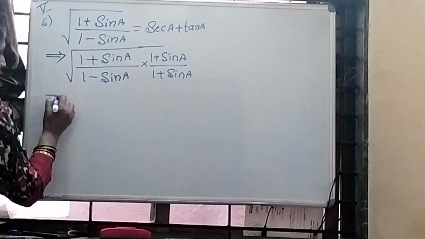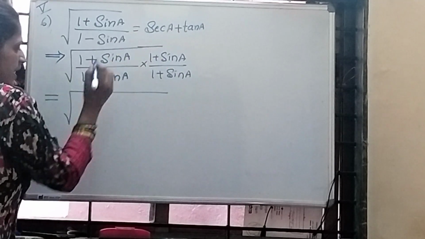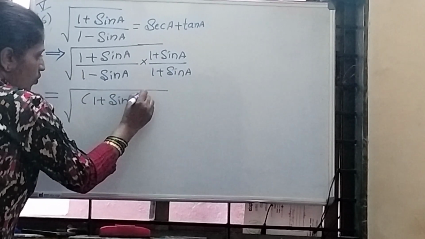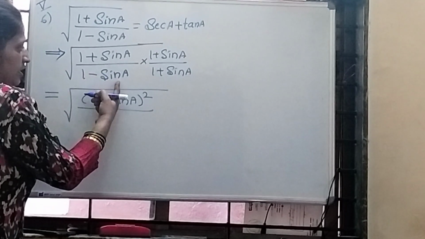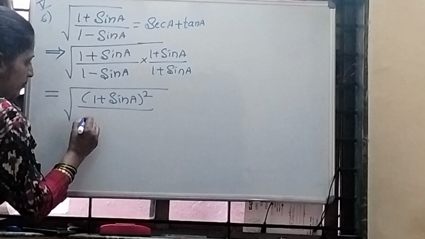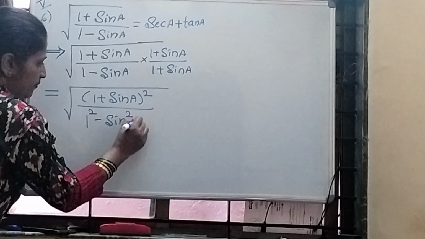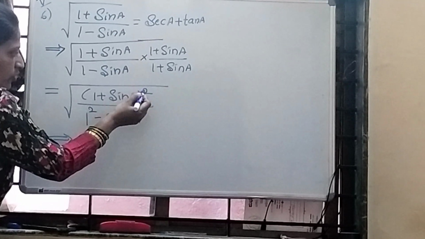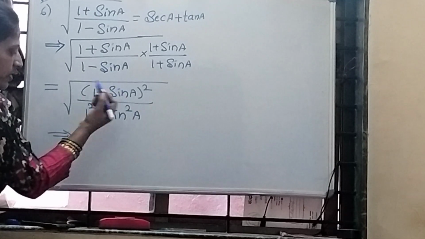So now in the numerator we have (1 plus sin a) into (1 plus sin a). It becomes (1 plus sin a) whole square divided by, this is in the form of (a minus b) into (a plus b), which is equal to a square minus b square. That is 1 square minus sin square a. Now we cannot remove the square root because only in the numerator we have the square. We'll make the denominator also in that form.